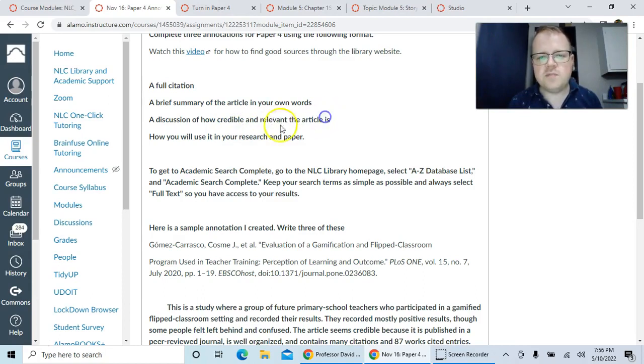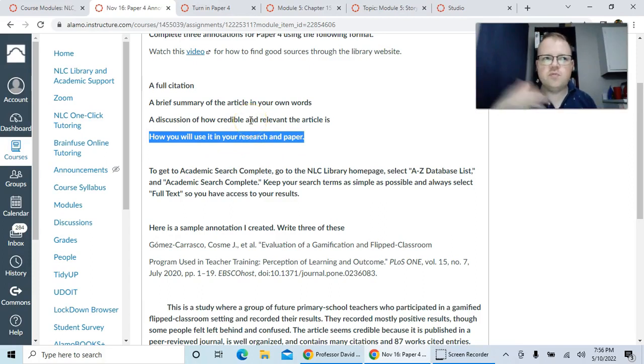For relevance, make sure that it is relevant to your topic. So if it's about a totally different topic, then you probably shouldn't pick it. And then finally, how would you use it to support your research? So for this part, you want to kind of imagine just briefly ahead of time what your paper would probably look like, what you think the main points in your paper are going to be, and imagine where this one would go.